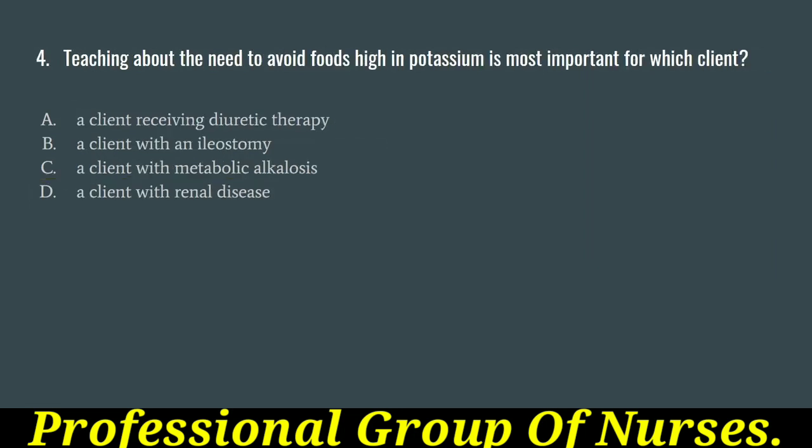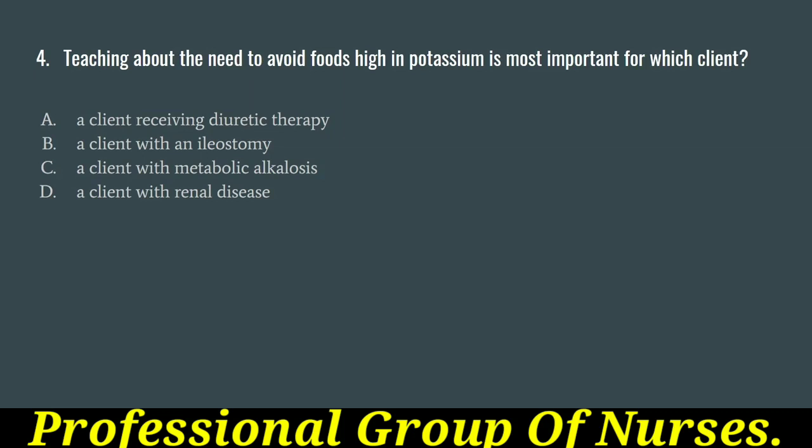Question 4. Teaching about the need to avoid foods high in potassium is most important for which client? A. A client receiving diuretic therapy. B. A client with an ileostomy. C. A client with metabolic alkalosis. D. A client with renal disease.